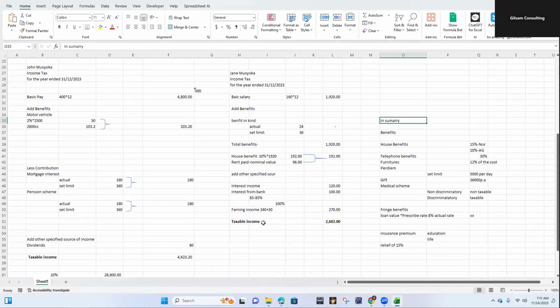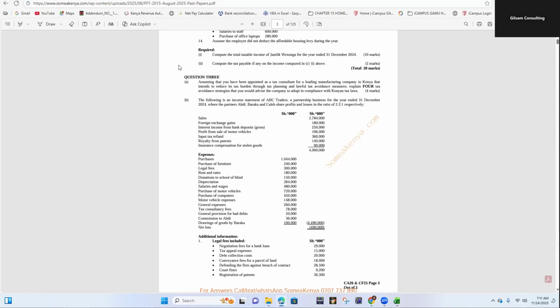Supplier. Table supply. Therefore, they can reduce their VAT obligation. Avoidance. So let's move to the second one.